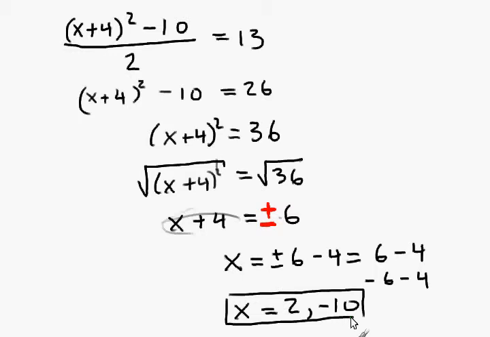Positive 2, negative 10. When we hit this spot, we said, look, let's break it up into two cases. Case 1, it's positive. Case 2, it's negative. Suppose it's positive, we subtract, we get 2. Suppose it's negative, we subtract, we get negative 10.